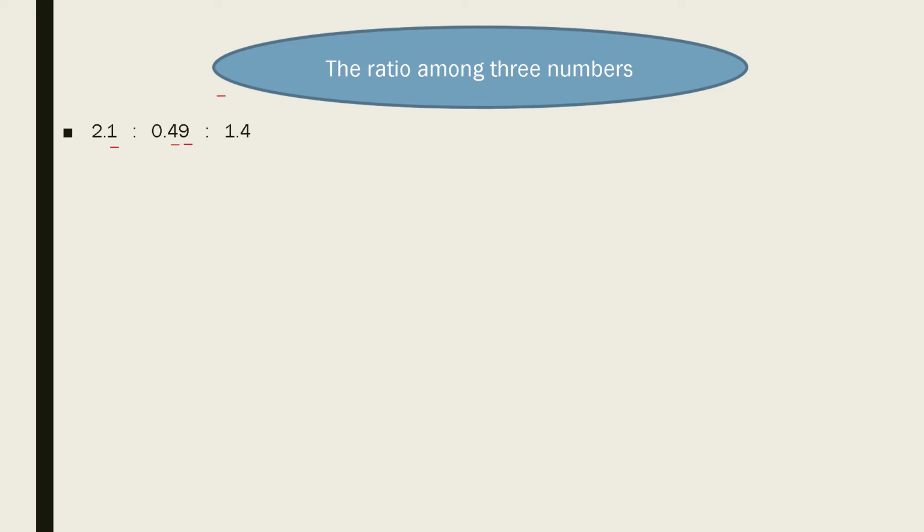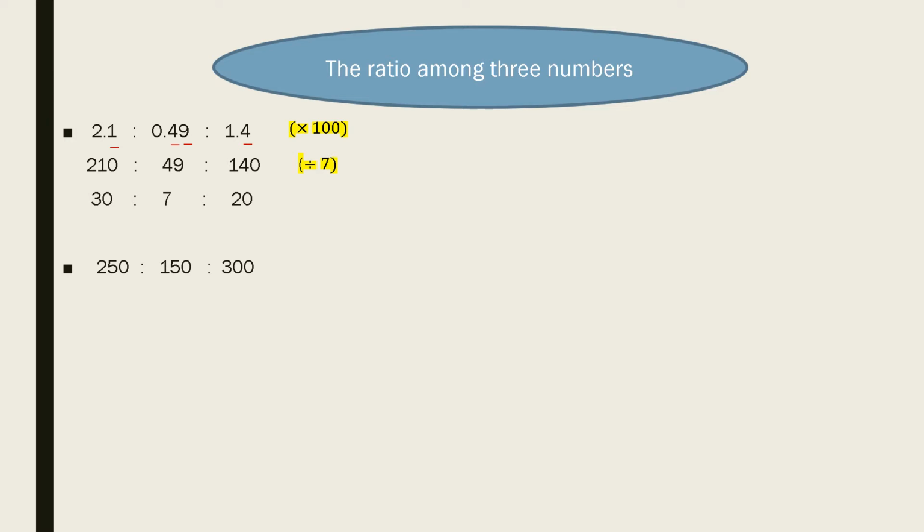We have the most decimal places in the second term, so multiply all of them by 100 to get the whole numbers 210 to 49 to 140. Now we start to simplify the ratio. Divide all of them by 7 to get the simplest form, 30 to 7 to 20.